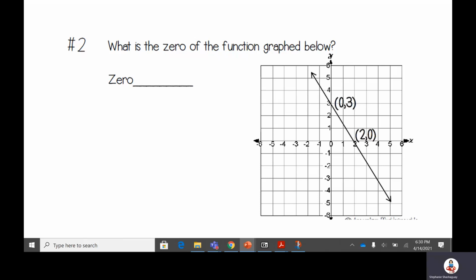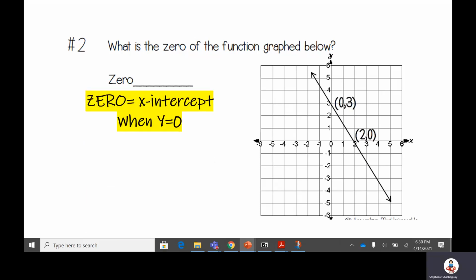Question 2, what is the 0 of the function graphed below? And remember, 0 is always talking about your x-intercept. That's when your y is equal to 0. So in this case, it's that point (2, 0). That's when this function, this line, is crossing the x-axis. So that is your 0.